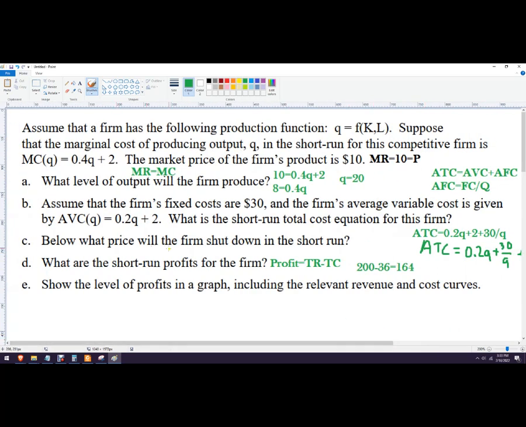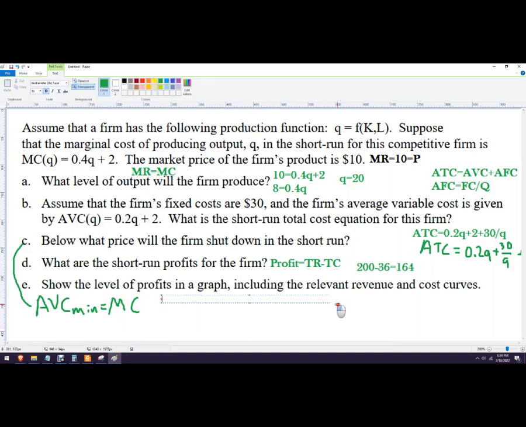And then below, what price will this firm shut down? So the shutdown point happens at the minimum of average variable cost. So average variable cost minimum is the shutdown point. That's important to know. And I'm going to find that where marginal cost equals average variable cost. I'm not going to prove that in this video, but that is true. So we just set the marginal cost function equal to average variable cost, and then we're going to solve for it. This is a good one to do because it gives you kind of an unusual answer.